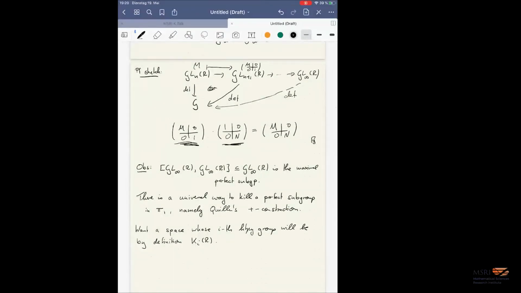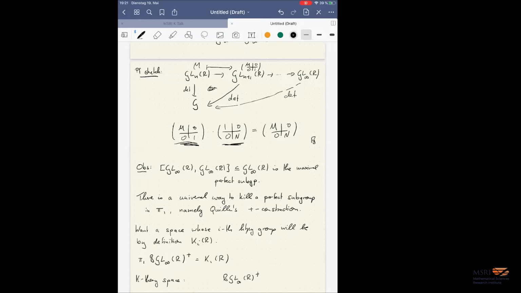And what we can do is, it's very easy to give a space whose pi1 is GL infinity R. And if we apply the plus construction on this, we get that pi1 of this is exactly the K1 of R we had before. So the K-theory space will be then BGL infinity R plus.